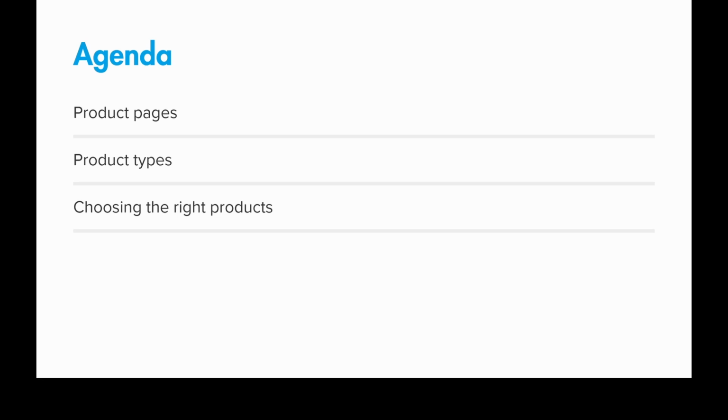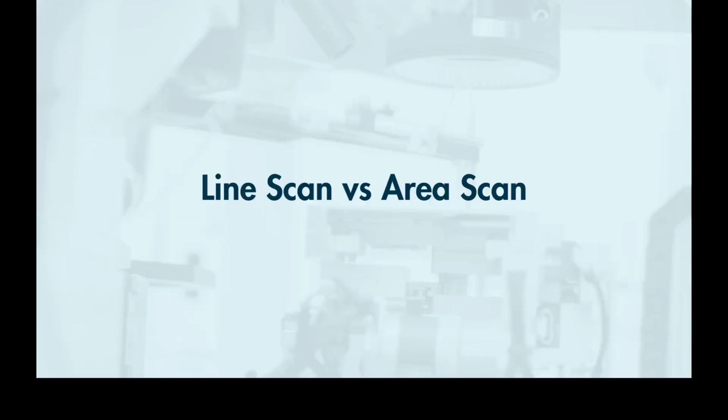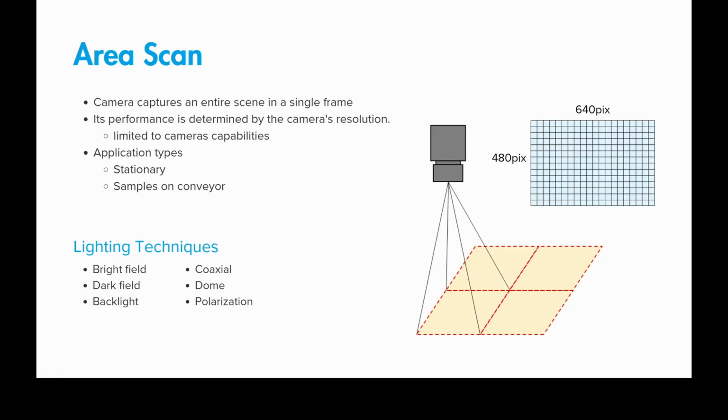Then we're going to talk about the product types, what series goes with each type, and what our go-to is in each one of those. And then we're going to go through how to choose the right products based on the information the catalog gives you to make sure you're having the right light for your application. Before we start with all that though, I want to talk about line scan versus area scan systems.